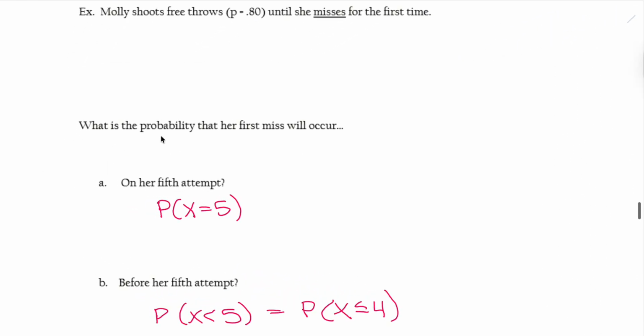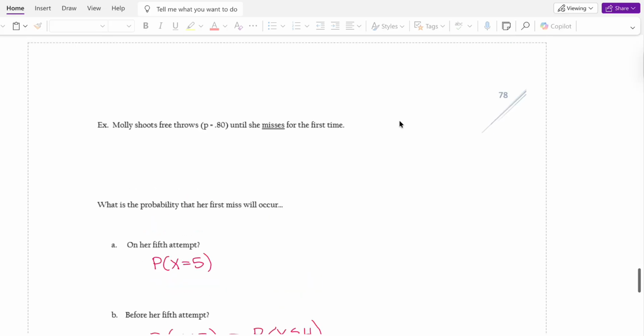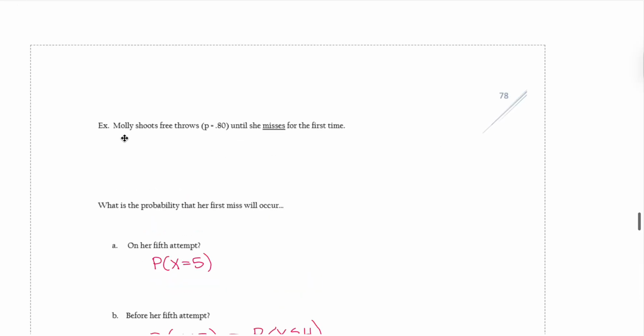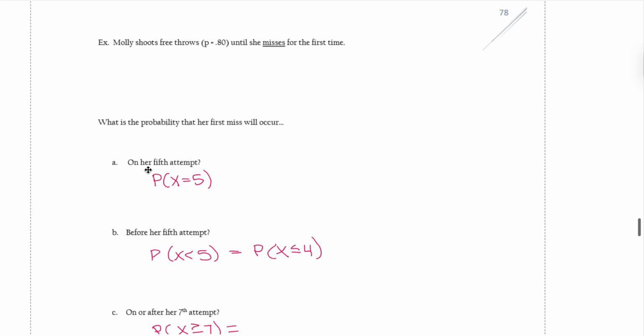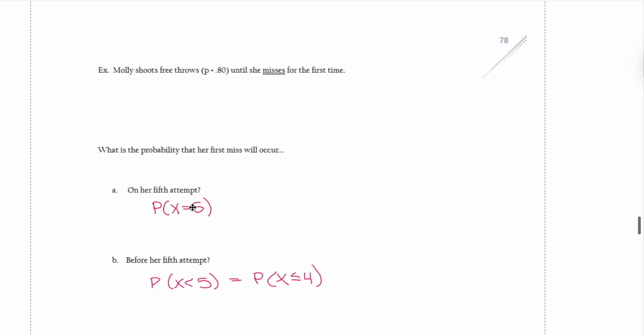Practice. What is the probability that her first miss will occur? Okay, so this is the example. Molly shoots free throws, p equal to 0.8, until she misses for the first time. On her fifth attempt, well, this is the same thing as doing the geometric distribution for P(X = 5), because the question says until she misses for the first time. It's a hint for you to use geometric.